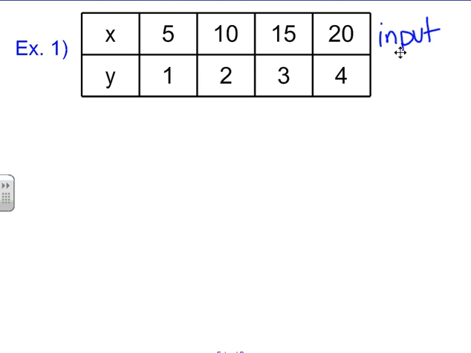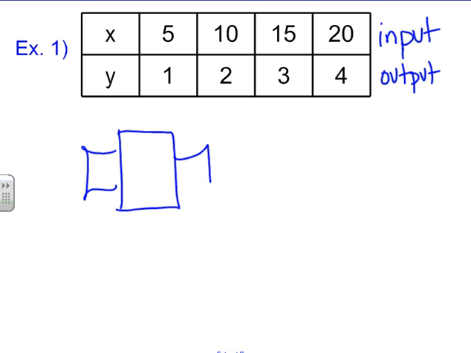5, 10, 15, and 20. And we have output of 1, 2, 3, and 4. So basically, it's like having a function machine, and excuse my crude drawing. Okay. And we're saying that something is going into the function machine, something is occurring to it, and something comes out. So our input goes in, something happens to our input, and out comes our output.